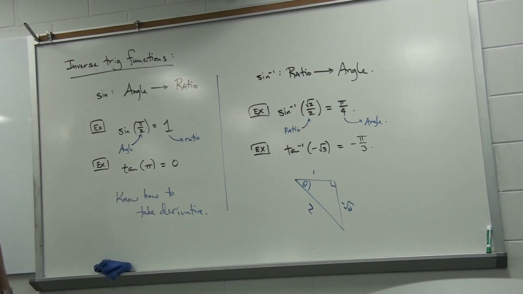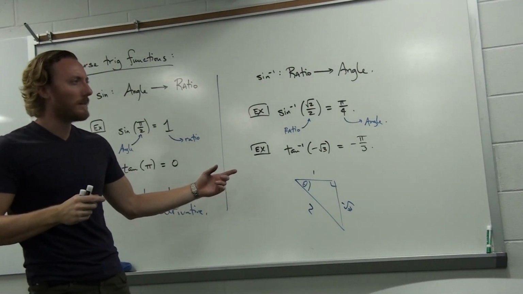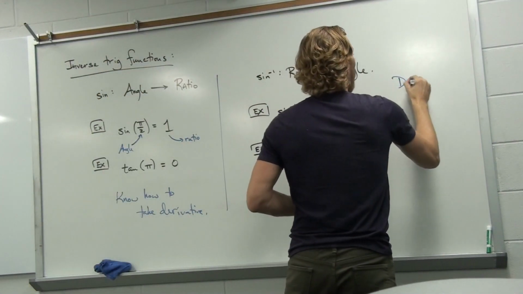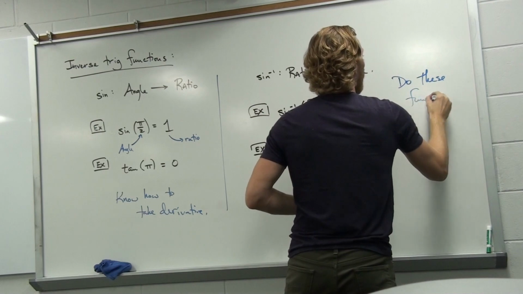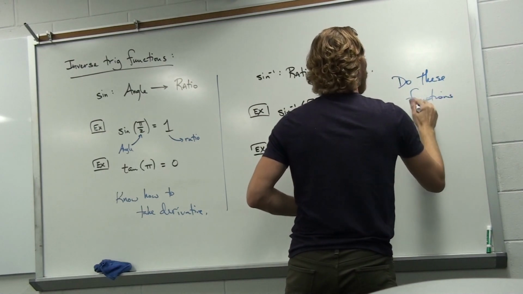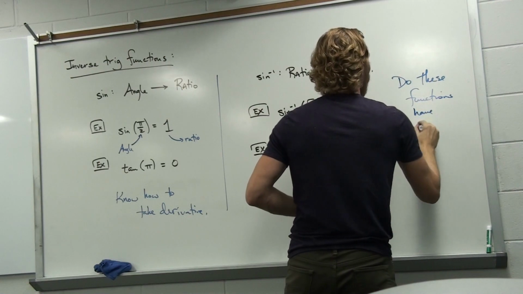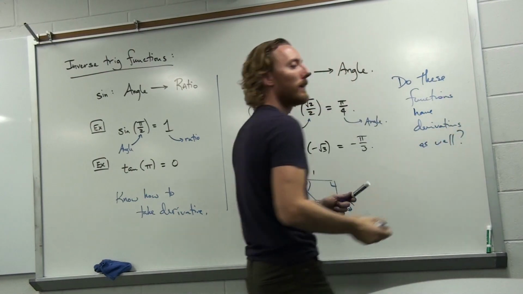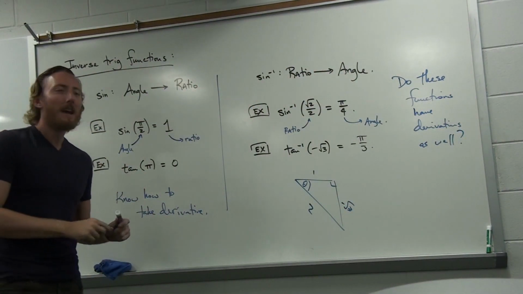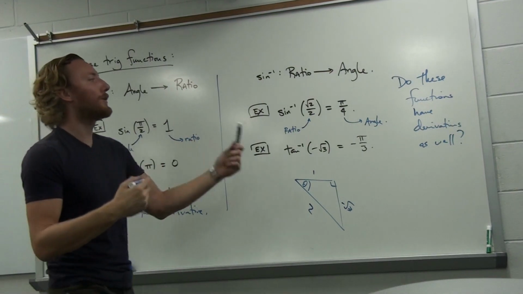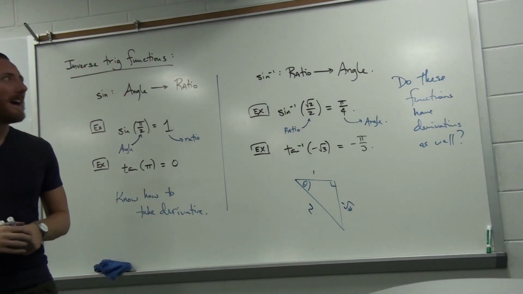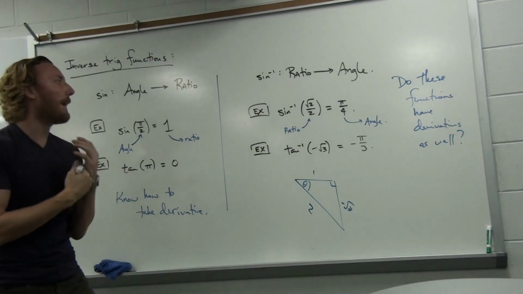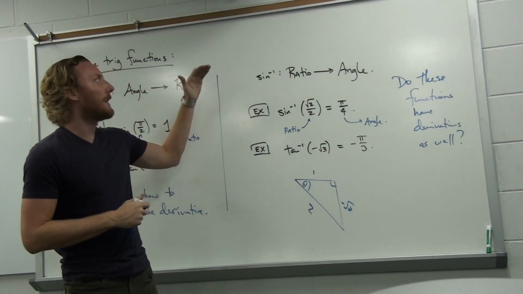But now the question is, since every trig function has its corresponding inverse function, do these functions have derivatives as well? The answer, as you might suspect, is yes. And then I guess the question is, what are the derivatives of these functions? Can we find them? And then can we have those at our disposal in terms of formulas that would allow us to then find the slopes of tangent lines along these functions?